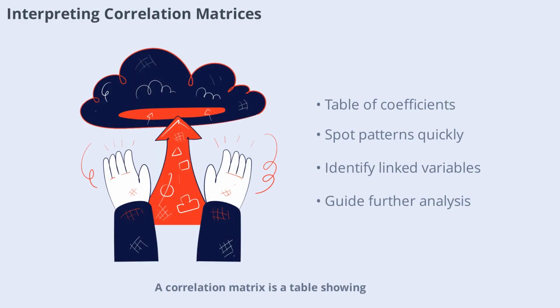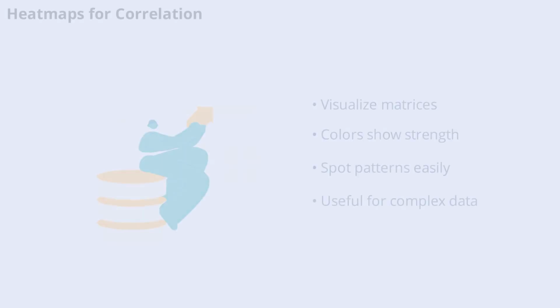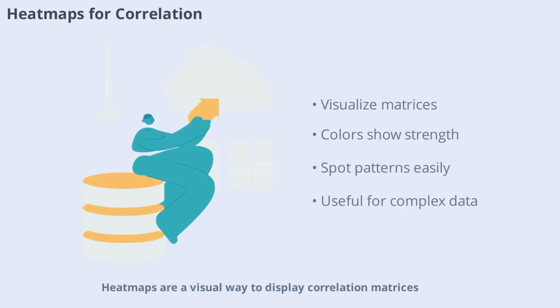Correlation matrix is a table showing the correlation coefficients between many variables at once. It's a handy way to spot patterns and relationships in large data sets. By scanning the matrix, you can quickly identify which variables are most closely linked and where further analysis might be needed.